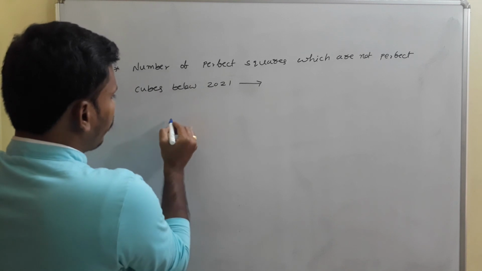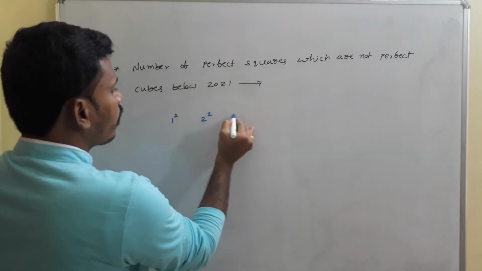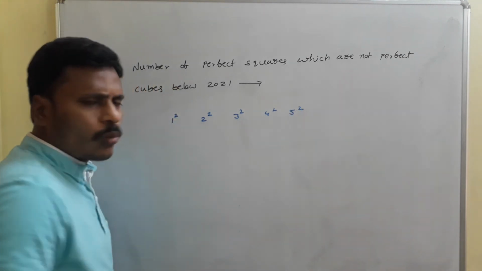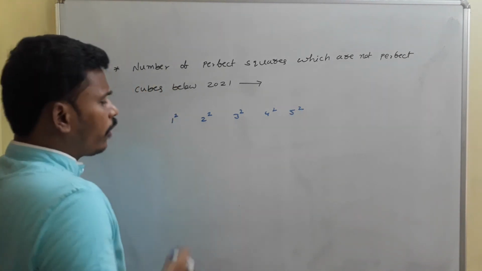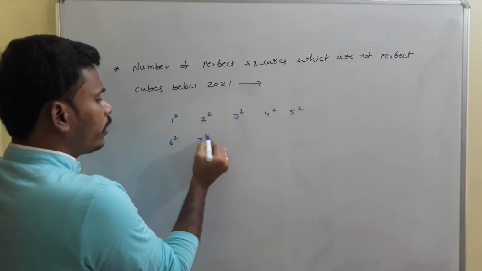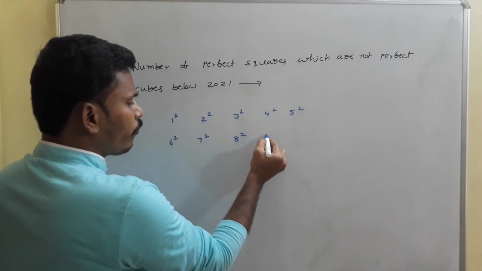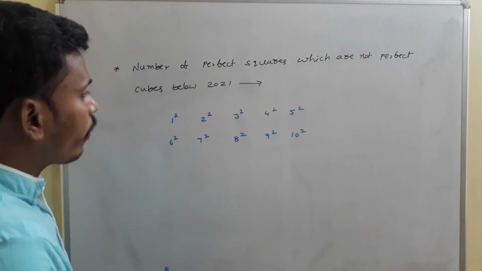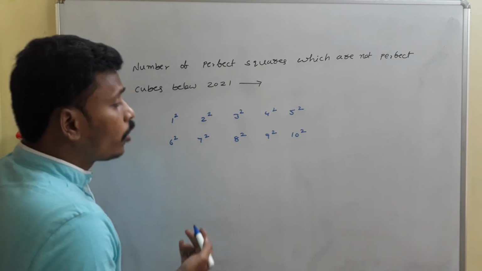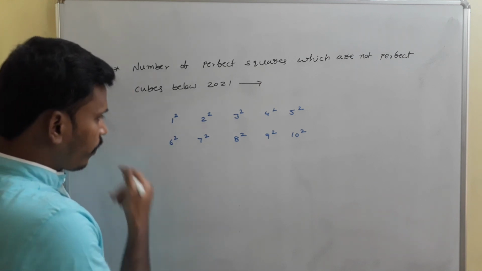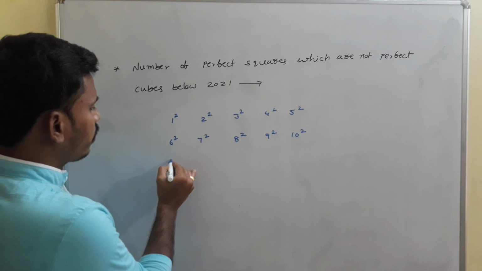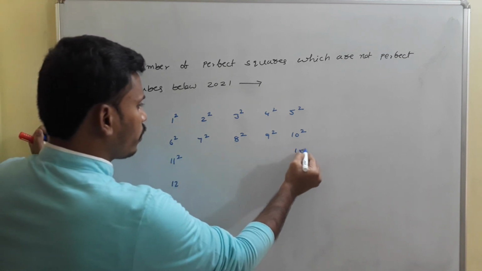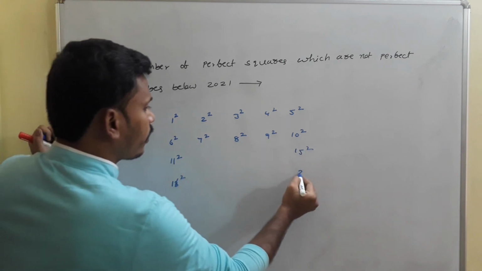See, 1 square, 2 square, 3 square, 4 square, 5 square. Likewise, if you list, you will get perfect squares. So 5 square is 25, and then 36, 49, 64, 81, 100. All these are perfect squares below 2021. So you will get many numbers like that: 11 square, 12, and then up to 15, and then 16 square, 20 square.